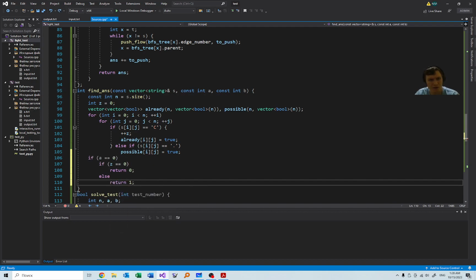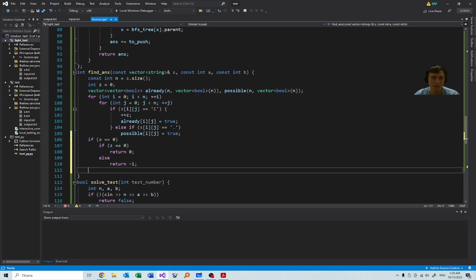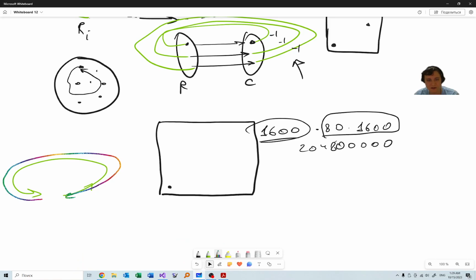What's wrong with you? Why are you jumping like this? Return -1. Now, we're assuming a is not 0. Then we iterate from 0 to n, and we try all possible capacities of this green edge.